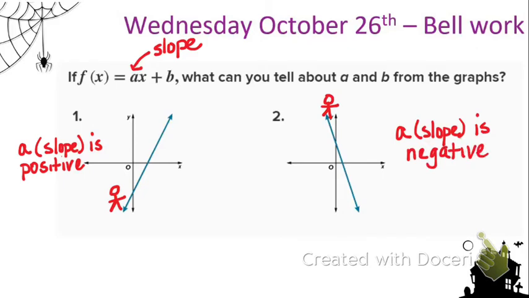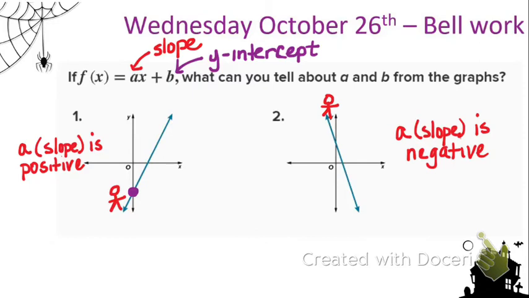Now let's talk about b. And b is your y-intercept. So now let's talk about the y-intercept. Somebody else tell me, what's something that you can tell me about the y-intercept? For this first one, this is where my y-intercept is. So Chris, what's something you could tell me about the y-intercept?